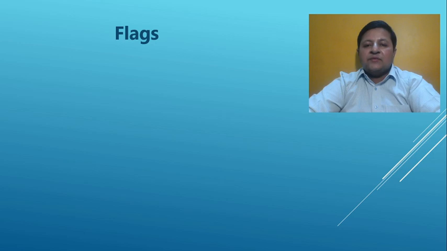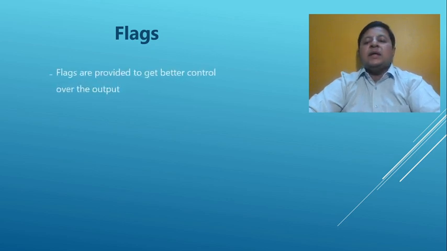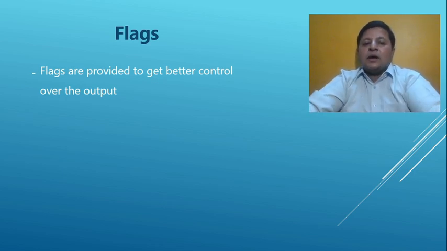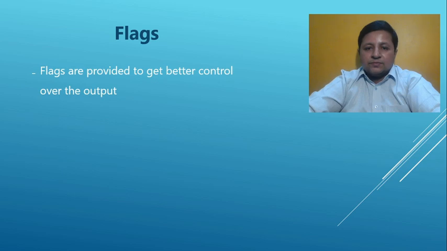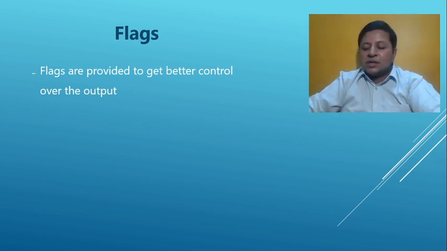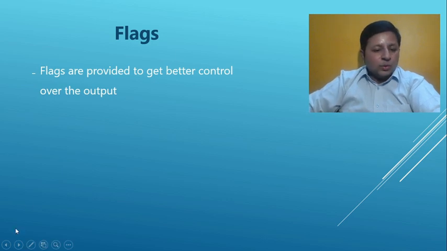See, we had seen that fill width and precision allow you to control the way you take input and display your output. Flags try to extend the same control further. Flags are provided to get better control over the output. So how exactly can we use a flag? Flags are used along with fill width and precision. If you want the overall sequence, I'll show you with an example.